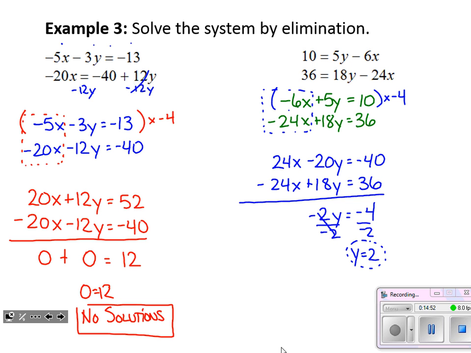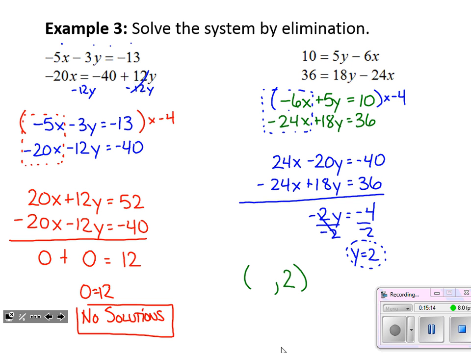And I'm just going to hang on to that. I now know that my solution is something, comma, 2. Let's find that something. The best way to do this, I say, is to always go back to the original. Which one of those original two equations looks easiest? We've already involved both of them. So what looks like the easiest place to plug in a y? I would choose the top equation.